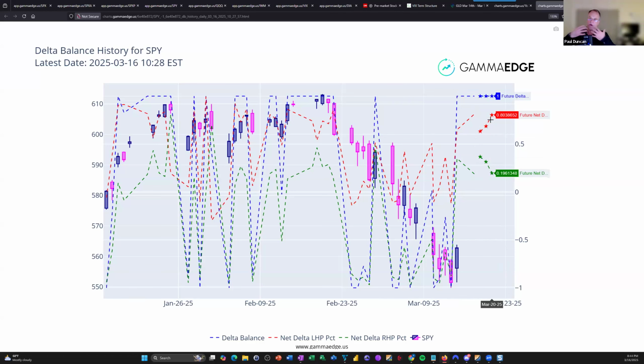So we have now a confluence of things from the MTM. We've got the beginnings of dry up in the SPX PM on the left-hand plane. We've got the delta balance for the SPX, which is showing us starting to improve. And then we've got the SPY.